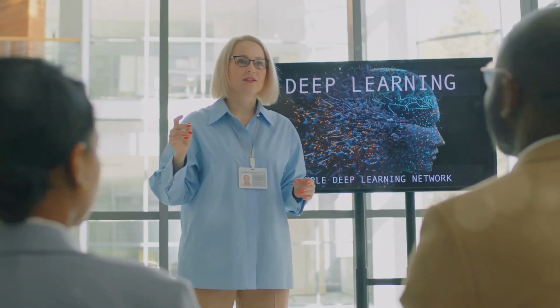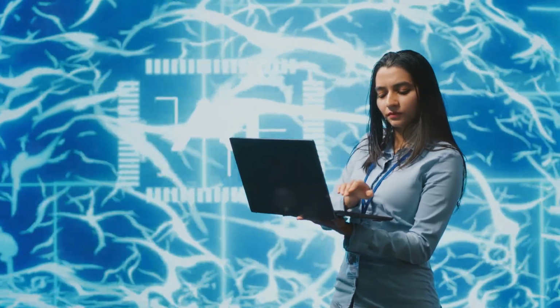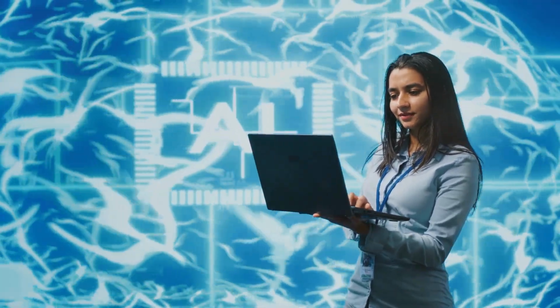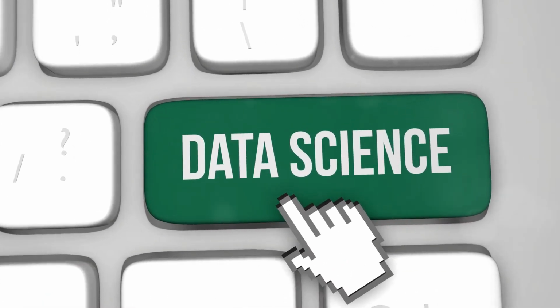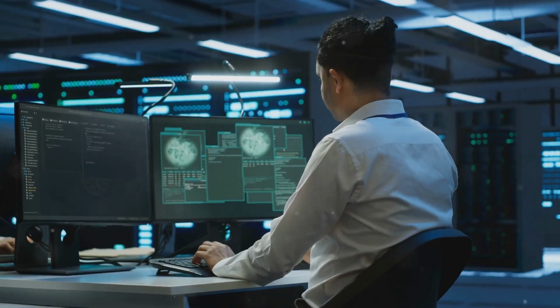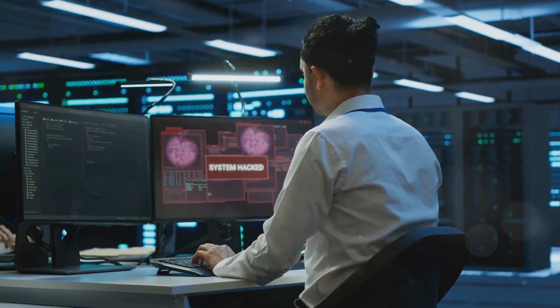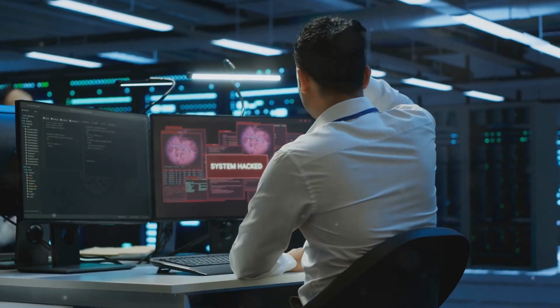Section 7. Challenges in deep learning. Despite its many successes, deep learning faces several challenges. One of the biggest challenges is the need for large amounts of labeled data. Training deep learning models requires vast datasets, which can be expensive and time-consuming to collect and label.